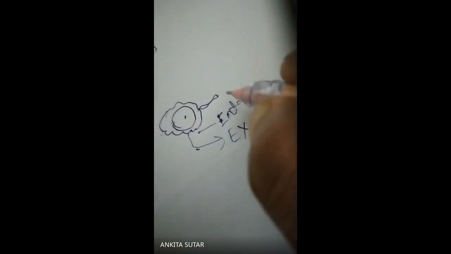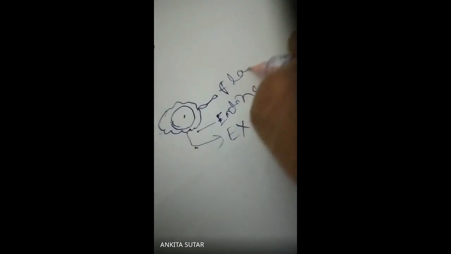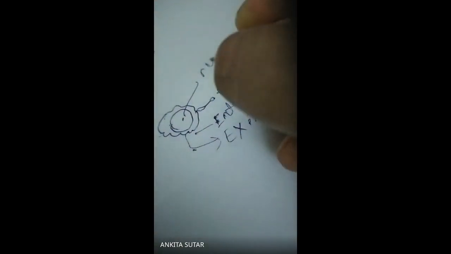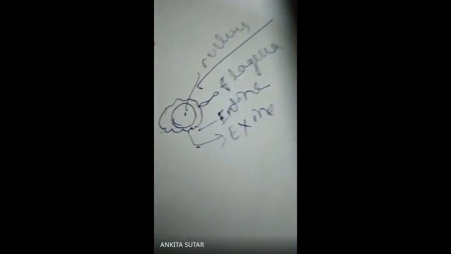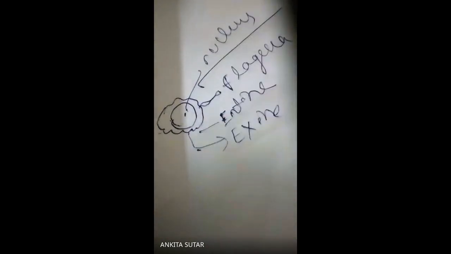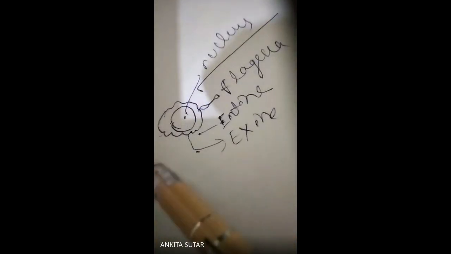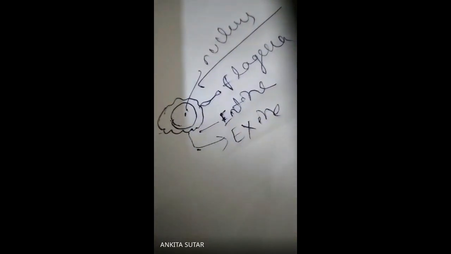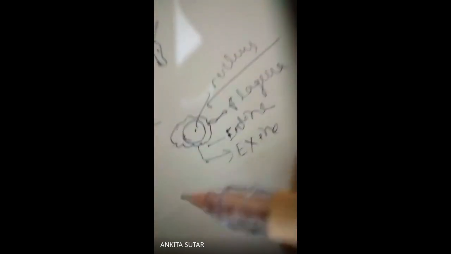Exine, entine, and here is the flagella, and it is nucleus. Okay. Zoospore means these are usually motile. Motile means the presence of the flagella. And uninucleate means the presence of a single nucleus, and it is a naked flagellate structure, and it is found in sac-like structures.